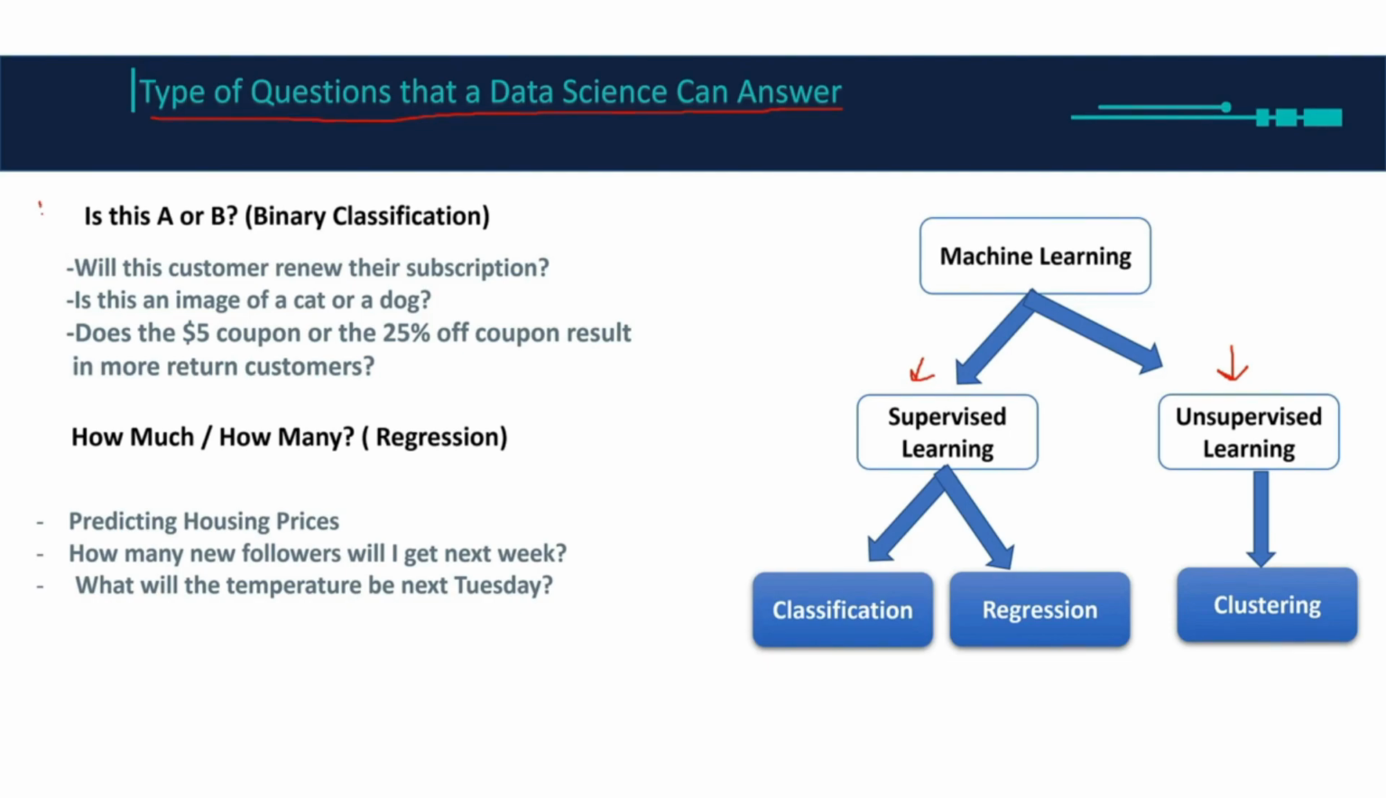Let's pick the first one. The first one is this: A or B? What do you mean by that? Okay, will this customer renew their subscription? Let's say I work as a data scientist at Netflix, and I have a bunch of data and I want to know if this customer is going to renew his subscription or not. So the answer is going to be yes or no, 0, 1, A or B. These types of questions are called binary classification.